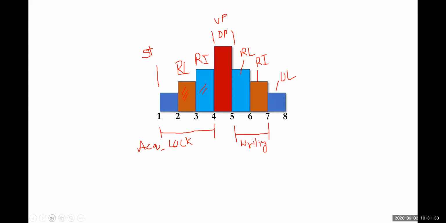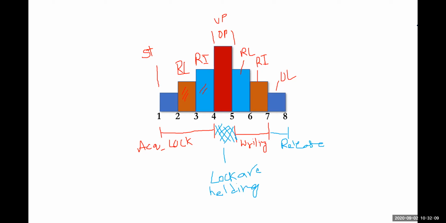Then from this place to this place, what we are trying to perform is releasing the lock. And the space from 4 to 5 will be strictly where the locks are held up, the locks held by the transaction. That is what you need to understand.